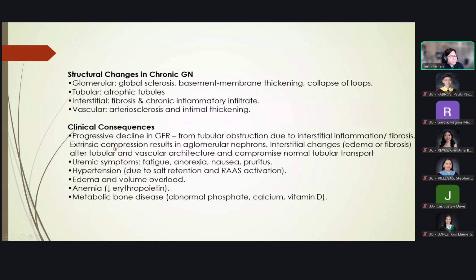You can have hypertension if not previously present, because this is due to salt retention and RAS activation. Patients will complain of edema and have volume overload. Patients will eventually develop anemia because of a decrease in erythropoietin. And then you can have metabolic bone disease because of abnormal phosphate, calcium, and vitamin D.